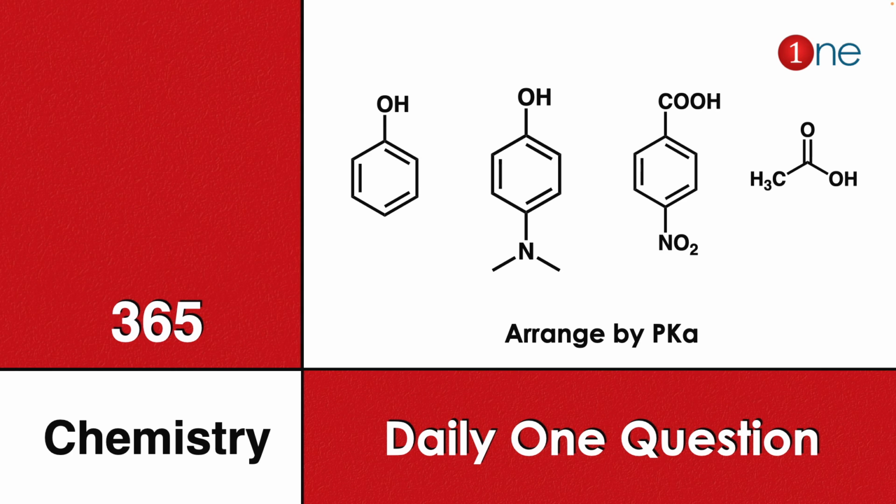Here various types of acidic compounds are given. One is phenol, another is aminophenol, and nitrobenzoic acid, and acetic acid. You have to arrange the compounds by their pKa.